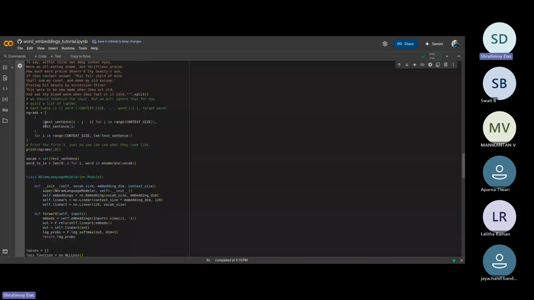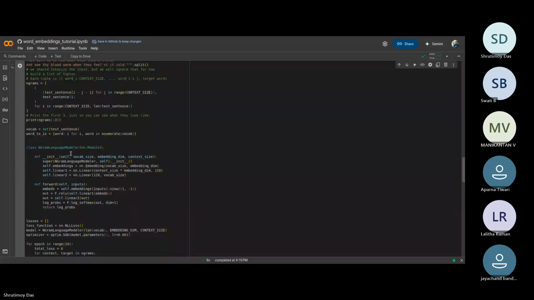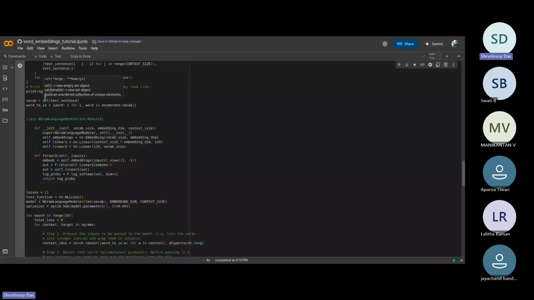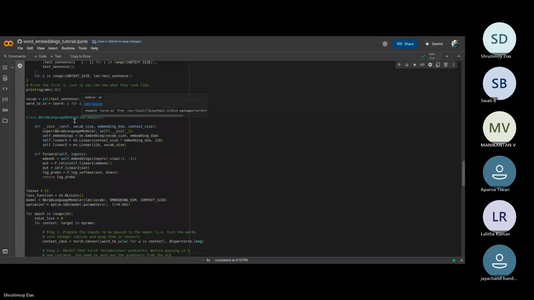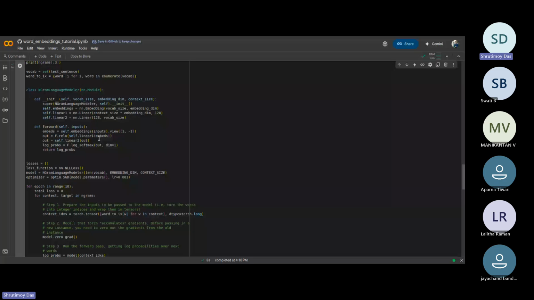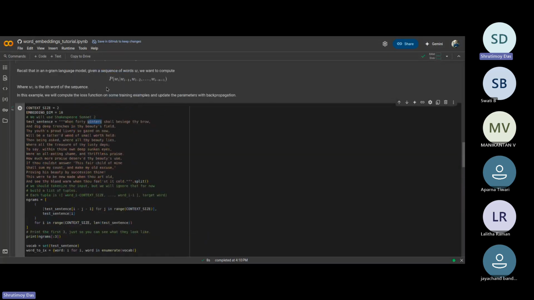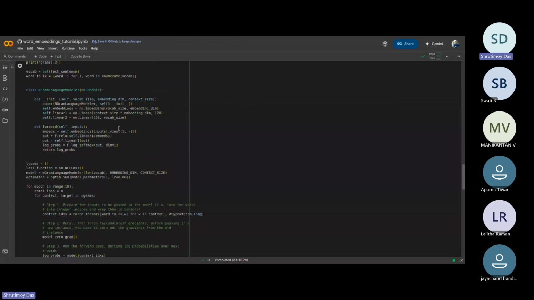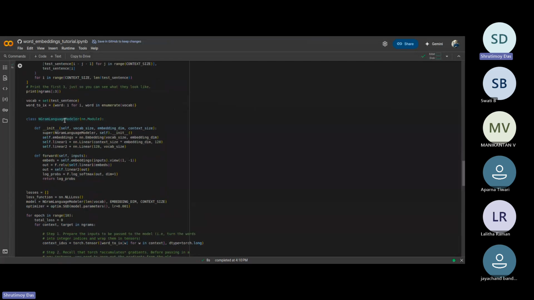So they create these n-grams here, and this set is basically a Python function. It converts some list into a set. So here we define the neural network that learns these probabilities. Learning the probabilities means you are modeling the language. You are learning all of these probabilities for all of the words that you have. That means you are modeling the language. So they name it n-gram language modeler.